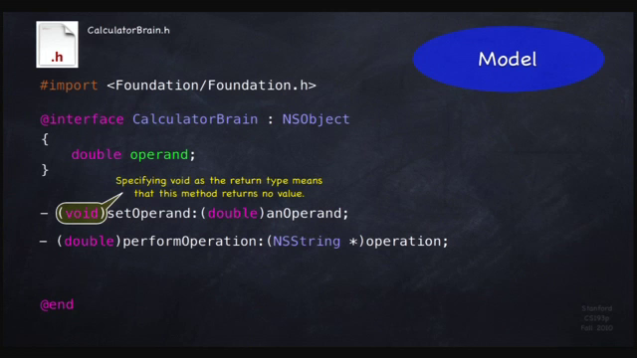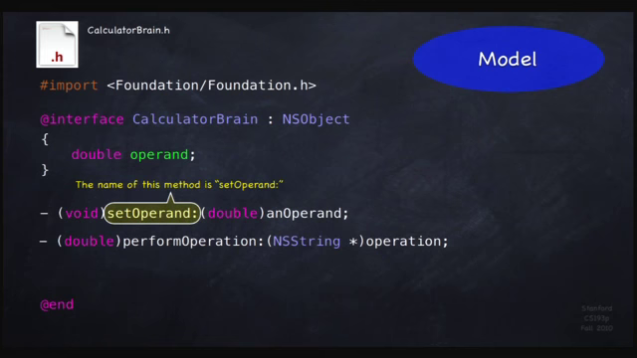Okay, that means it returns nothing. This is different than just not putting that parentheses there at all. That means something different. That actually means it returns an object. So if you have a method that returns nothing, you need to say parentheses void as the return type. Notice the other one is parentheses double. It returns a double. Okay?